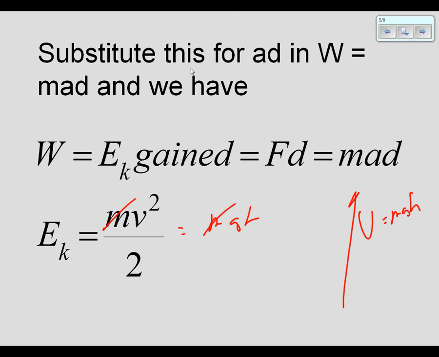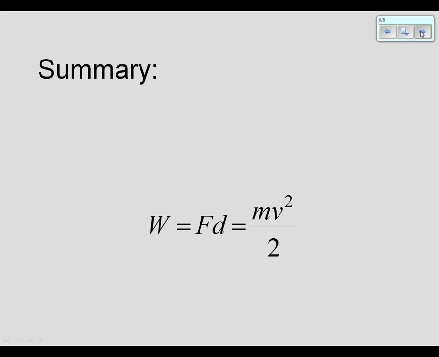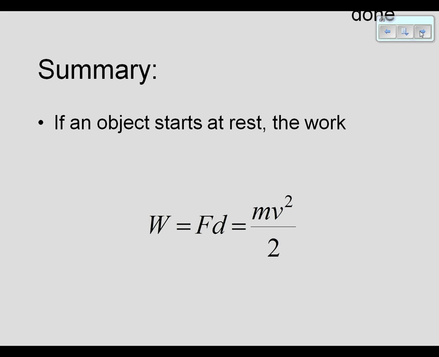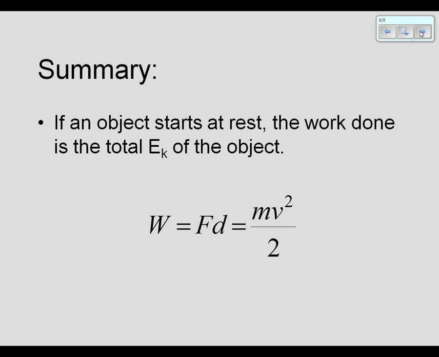What do you need to know? You need to know that EK is equal to mv squared over 2. That's it. But that's only true if an object starts at rest. Right? Only true if the object starts at rest. The work done is the total kinetic energy of the object.